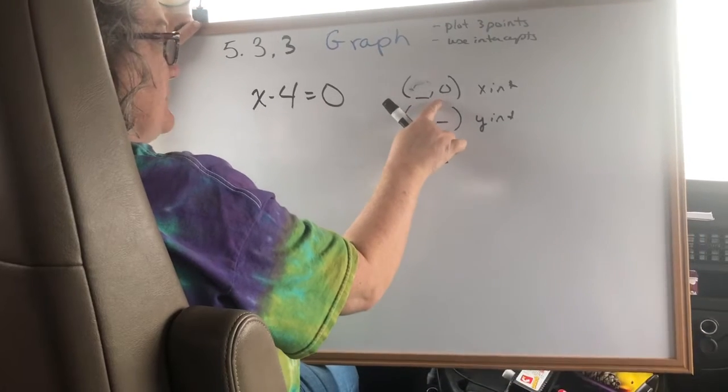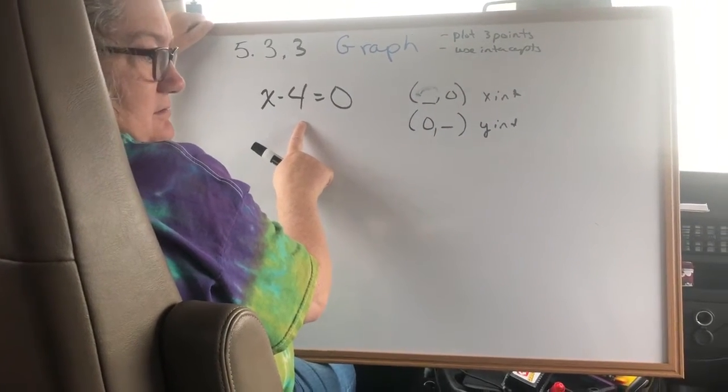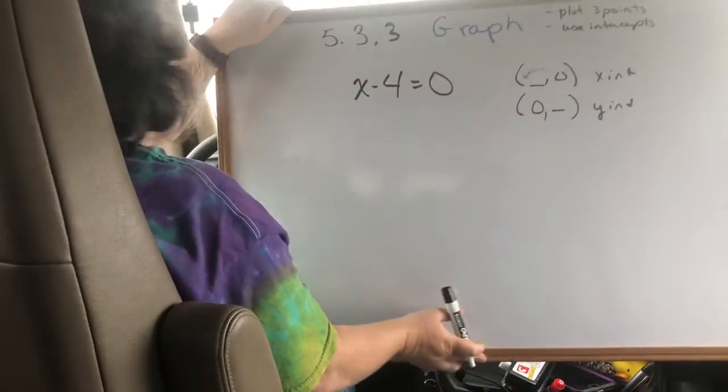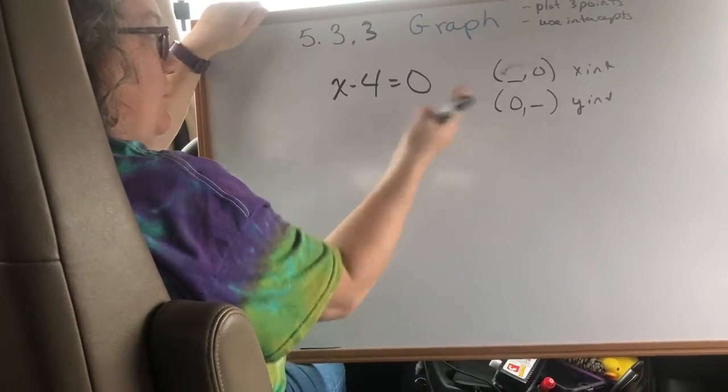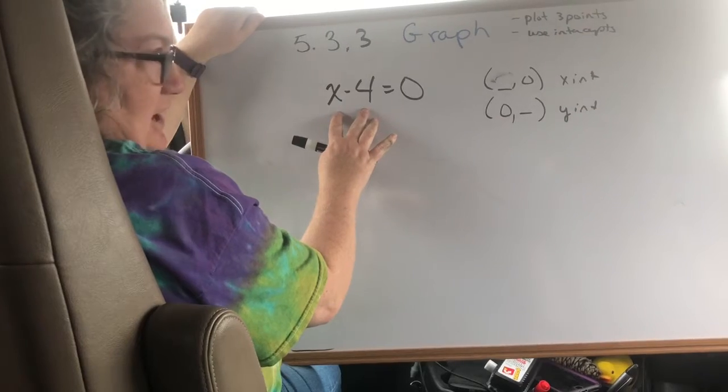So here I can put 0 in for y. Wait, where's my y? Did I forget to put a y here? I don't think so. I did not. I hear a dog barking though. So this one doesn't have a y. How am I going to get my x-intercept if I don't have a y? Let's solve this for x and see what happens.